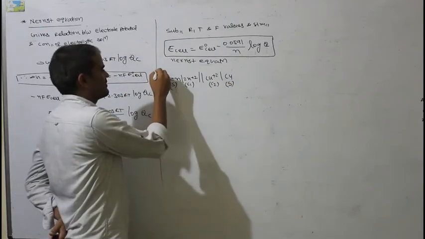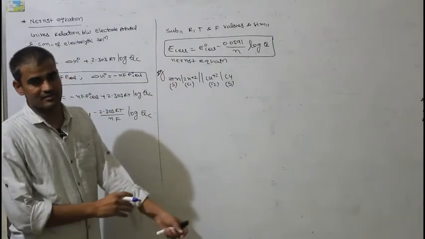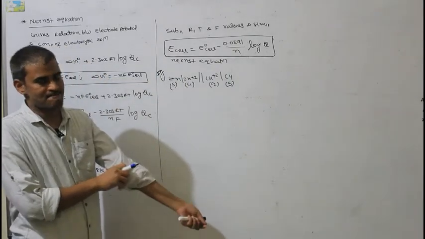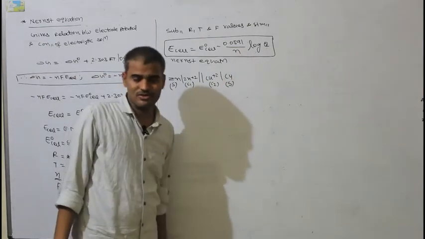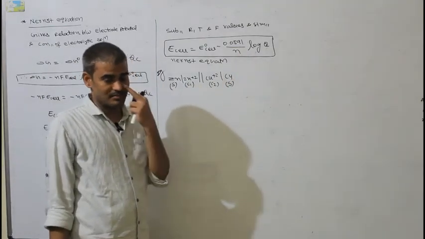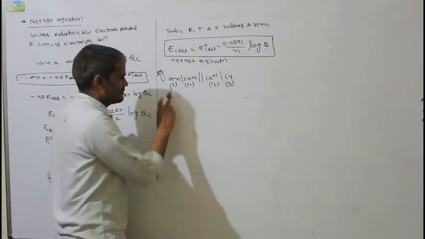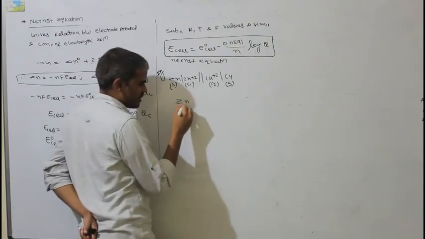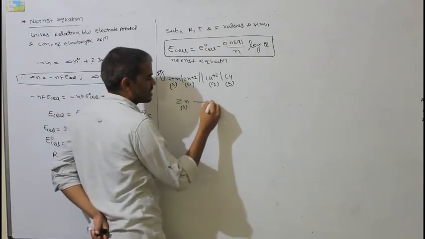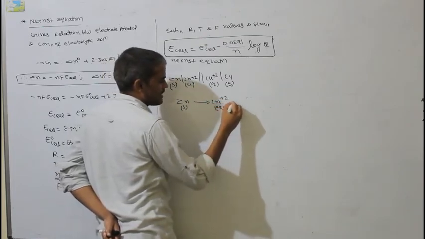If this is the cell given, represented like this, to write this Qc we need the cell equation only. Not the cell representation, the cell reaction is needed. So what will the cell reaction be? Zn becoming Zn plus 2 at the anode. Zn solid is going to become Zn plus 2 aqueous by loss of 2 electrons.